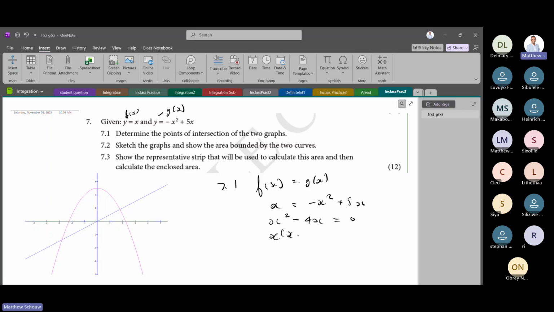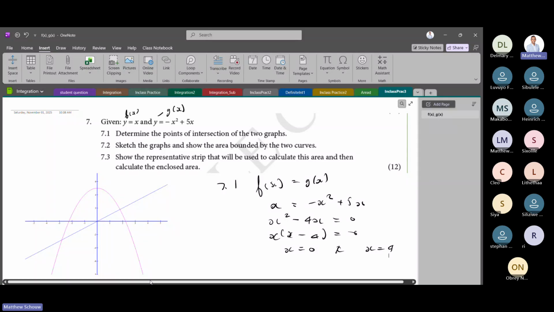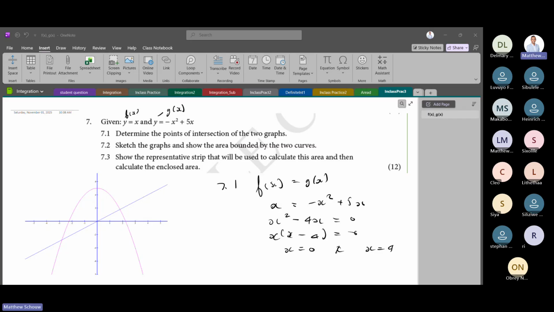Something like this, right? Do we all get this? X is 0 and? Yes, sir. And X is? 4. So you've got your bounds there. Okay. I'm just worried about something. It doesn't make sense to me with my graph here.